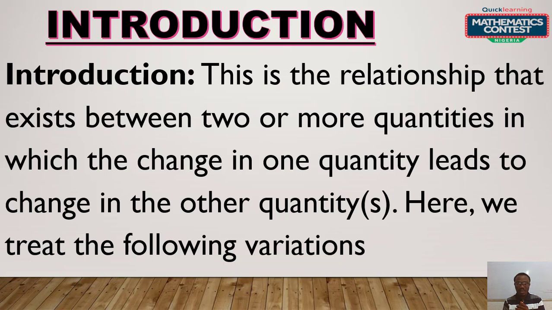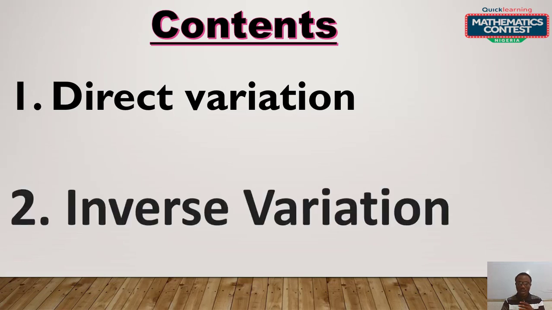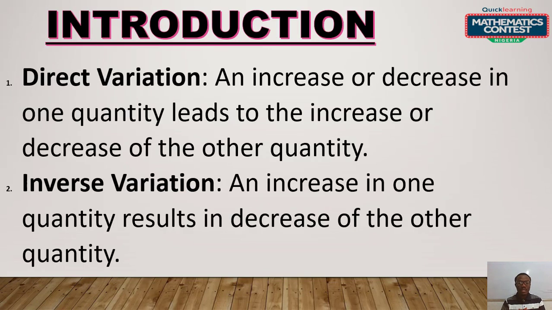But for us to understand it perfectly, we'll be considering basically two types of variation. Normally, we have about four types of variation, but for the scope of this lesson, we'll just consider two: the direct variation and the inverse variation. The other two forms are the joint variation and the partial variation, but let's dwell on these two for now. Let's explain the difference between these two forms of variation.